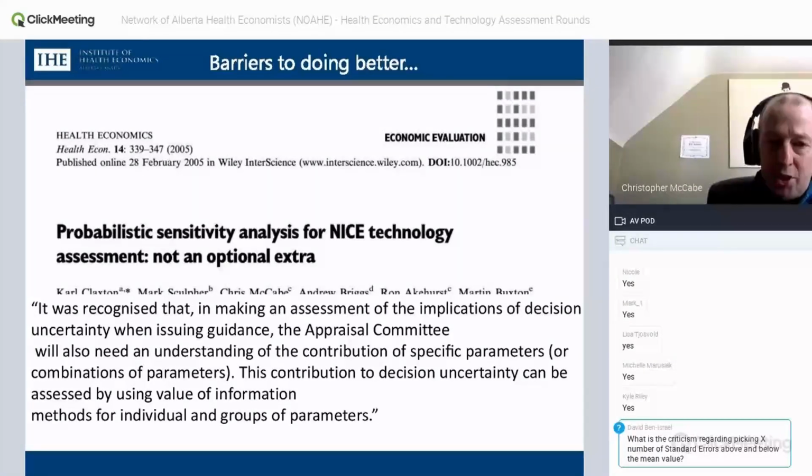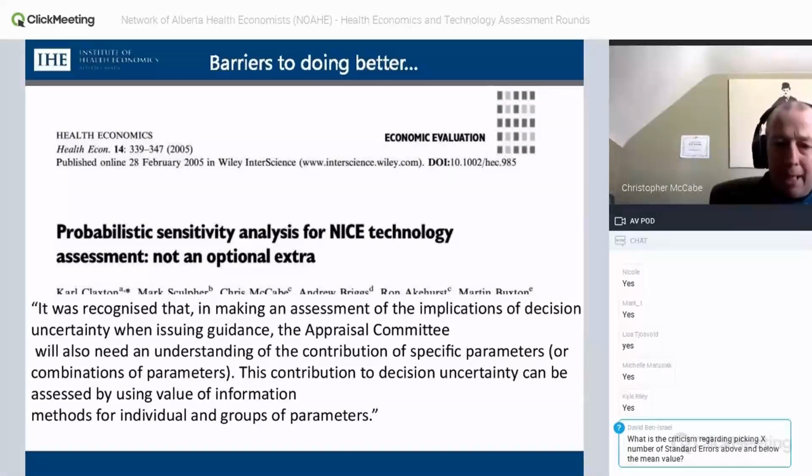So, barriers to doing better, and I have to put my hand up here. The background to this slide is a paper that I was a co-author on with Karl Claxton and Mark Sculpher a few years ago about probabilistic sensitivity analysis and explaining why, early in the 2000s at NICE, we made it not an optional extra but mandatory as part of the reference case. And this is a quote, I'm sure you've all read it by now.